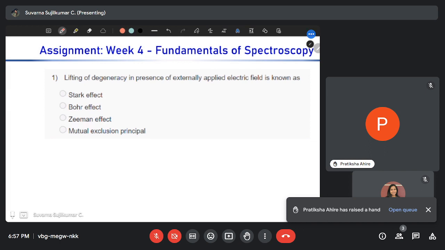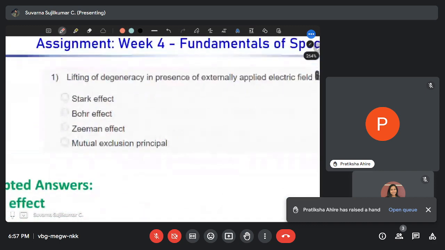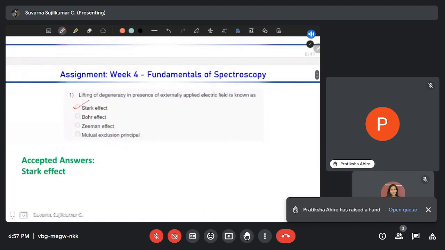Any thoughts? Any answer? It's Stark effect. We already discussed that. The answer is Stark effect. In the presence of an electric field, there will be shifting or lifting of degeneracy in the rotational energy levels. This is the Stark effect. In the absence of an electric field, the degeneracy is given by 2J plus 1. In the presence of an electric field, the degeneracy will be J plus 1. We explained that in the beginning of the class.